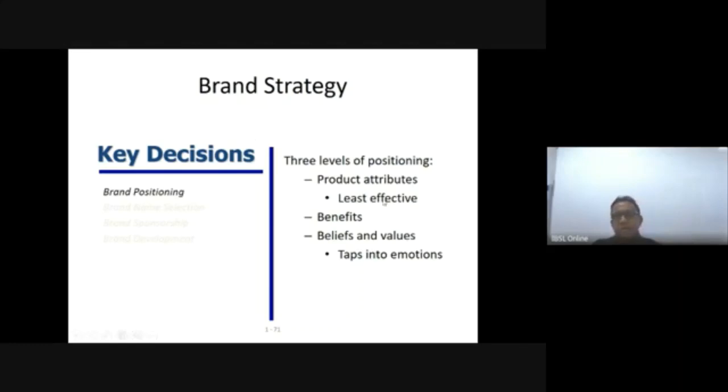So initially a brand is the product attributes, the product features, and then comes the benefits, and then over a period of time, beliefs and values. So they are tapping into emotions. Over a period of time, when you start believing a brand and you appreciate the values that particular brand brings in, and the values they display, it becomes an emotional attachment to the brand. And these are the 3 levels: initially the product attributes and the benefits it offers, and beliefs and values, the final level.